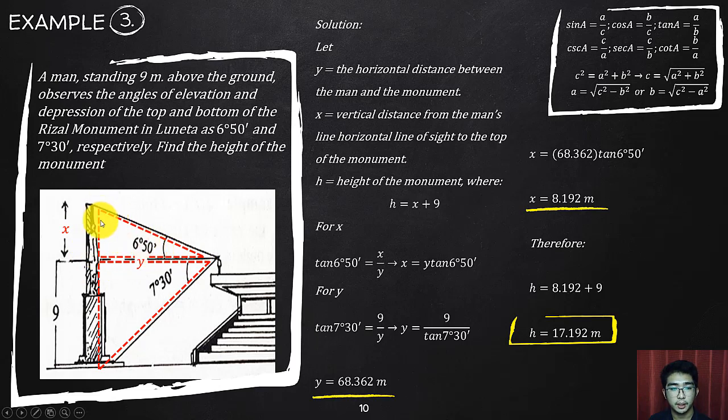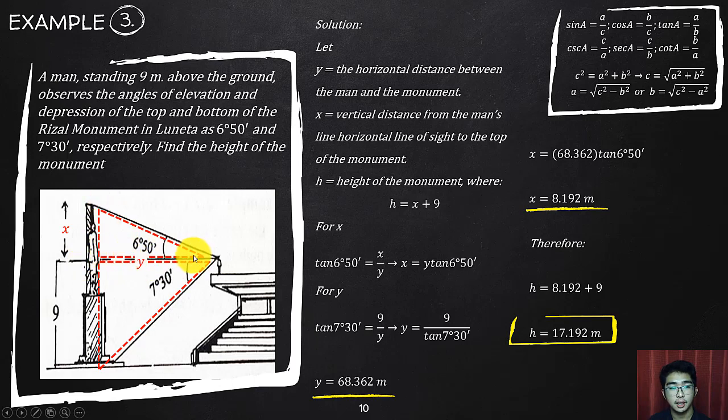So how do we solve that? If we look at a particular triangle here, we're going to create one particular triangle, correct? Let's say the angle of elevation is 6 degrees 50 minutes. The height, this one, is x. And let's name this distance, the distance of the man from the monument, as y.